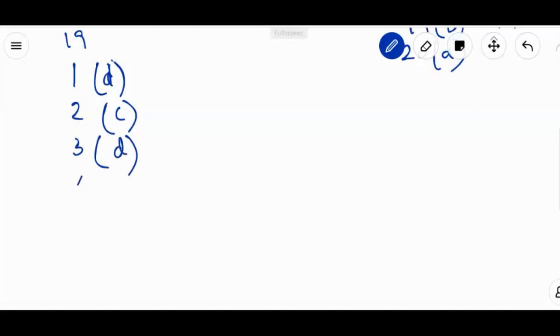Okay, and in the fourth one, the abscissa of a point is positive. In which quadrant? In the first and fourth. Correct. So option B is right. So these are the answers for the first, second, third, and fourth.